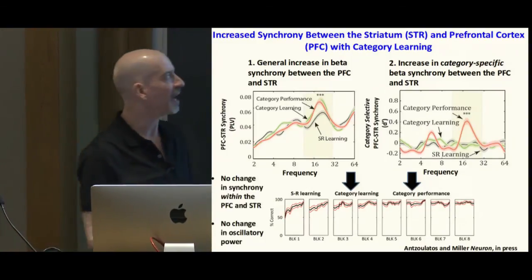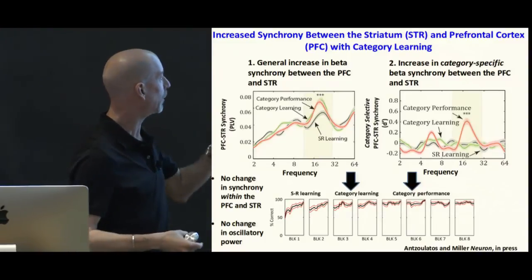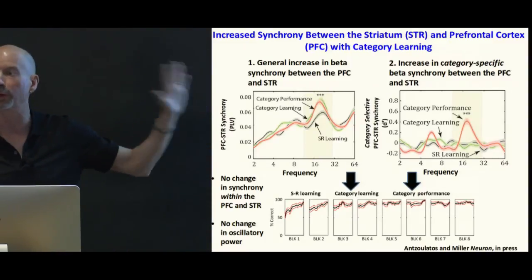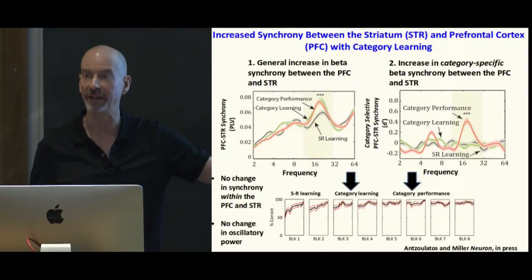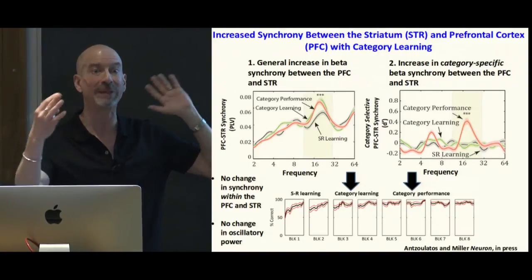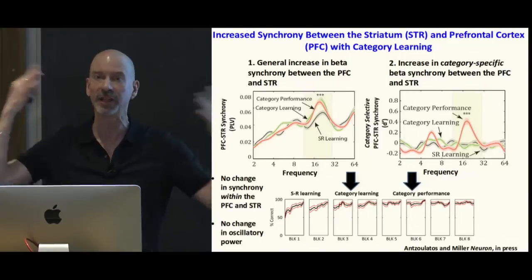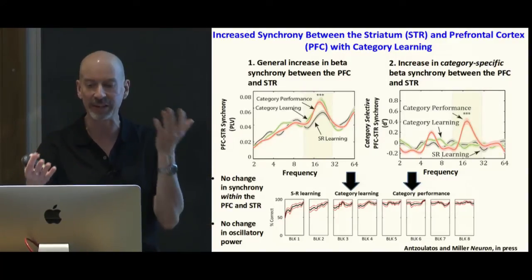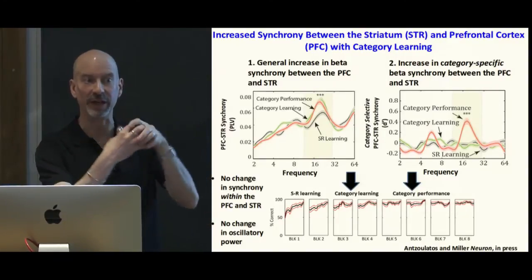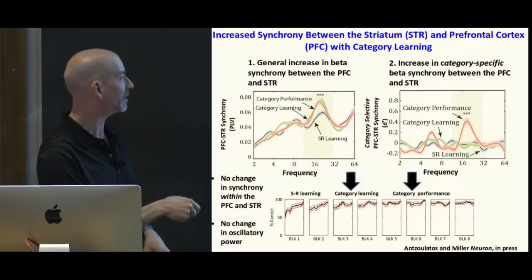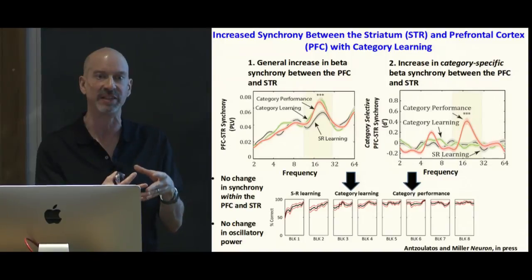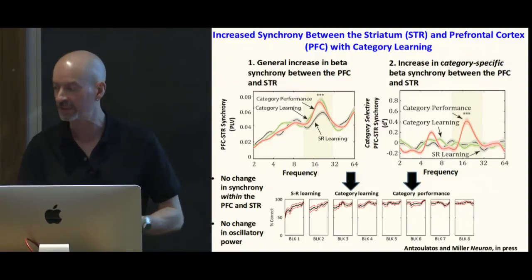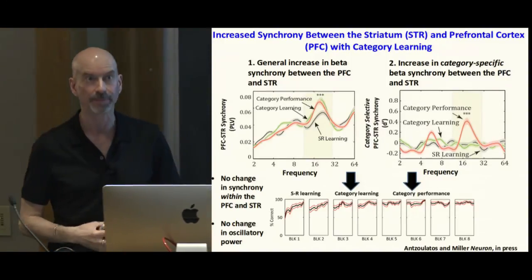Now for you aficionados of synchrony, let me point out that there were no learning-related changes in synchrony within the prefrontal cortex or within the striatum. These changes were specific to between the two areas. It wasn't just a general increase in synchrony. Synchrony didn't change in either area alone. They only changed between the areas. And there was also no change in oscillatory power. So it was truly a change in synchrony, not just a general increase in oscillations in the PFC.